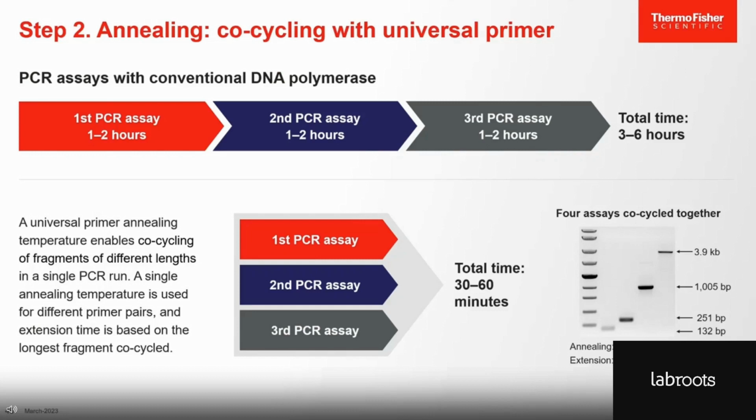We already discussed several benefits of universal primer annealing, but another additional and very important benefit of universal primer annealing is that it enables different length fragment co-cycling. Platinum II Taq hot start DNA polymerase allows different PCR assays to be cycled together, using the same protocol with universal primer annealing temperature and extension step selected for the longest fragment to be amplified. So now instead of running the thermocycler 4 times, all experiments can be done in one run.